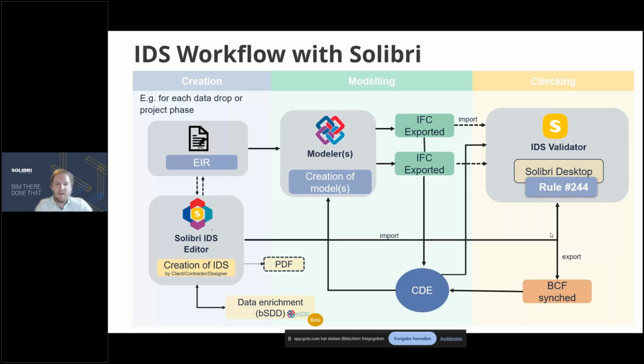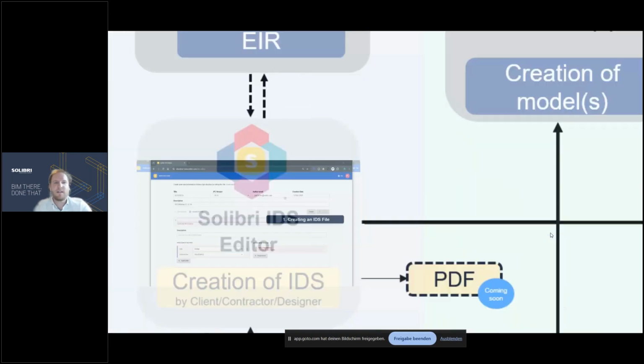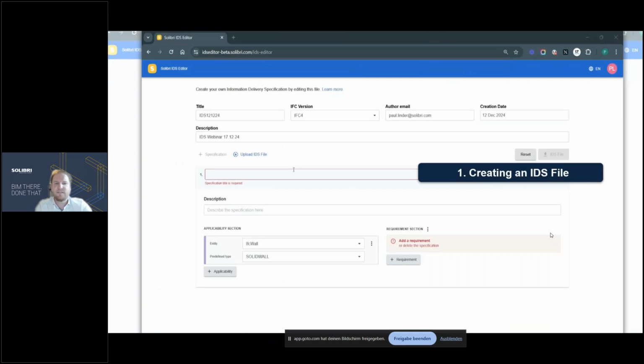So what we have in our IDS editor in the beta is the connection to the BSDD, and what will come is also a PDF extraction, so you can extract the created IDS file as PDF and attach it to the EIR document if you like. But let's have a look at how the IDS editor looks like.